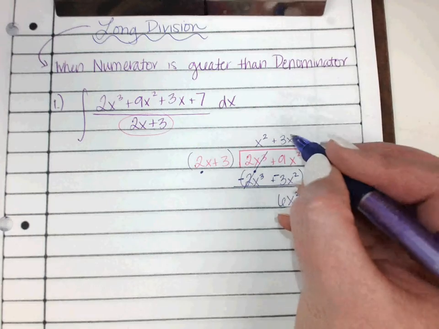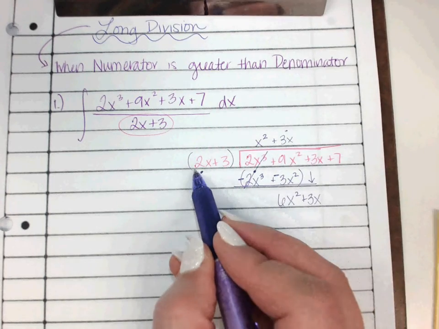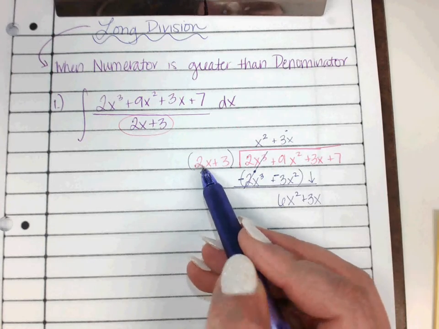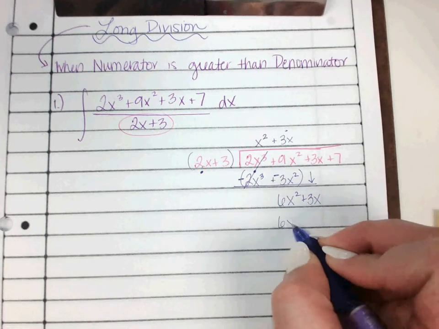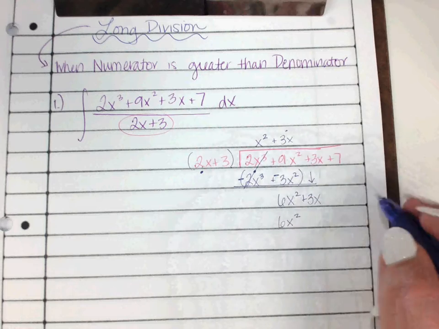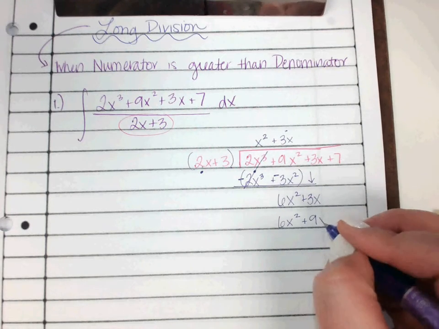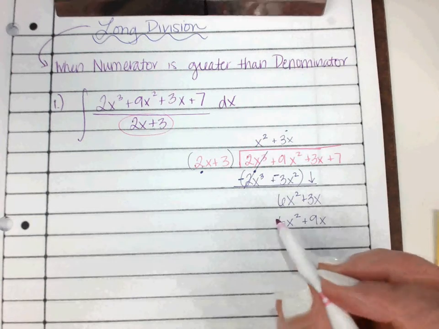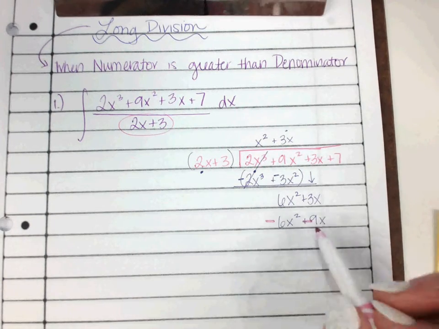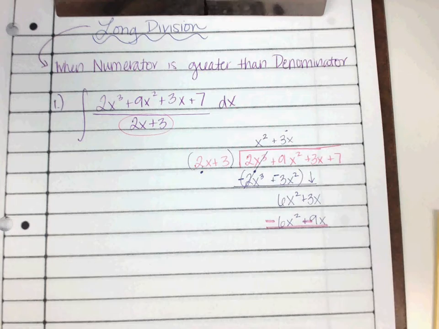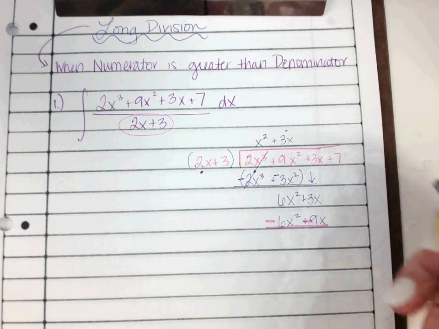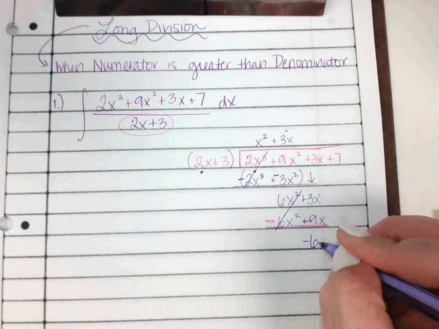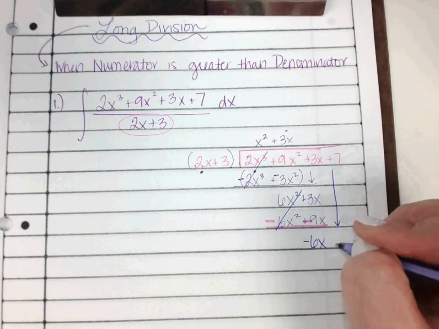And then I'm going to take my 3x and multiply it by the entire 2x plus 3. So 3x times 2x is 6x squared. 3x times 3 gives me a 9x. But then if I have to minus that entire row, then this becomes minus minus. What's 6 minus 6? What is 3x minus 9x? Negative 6x, carried down plus 7.